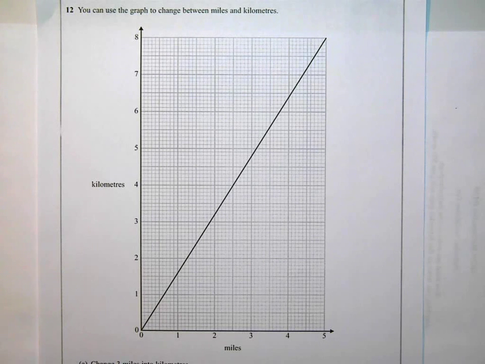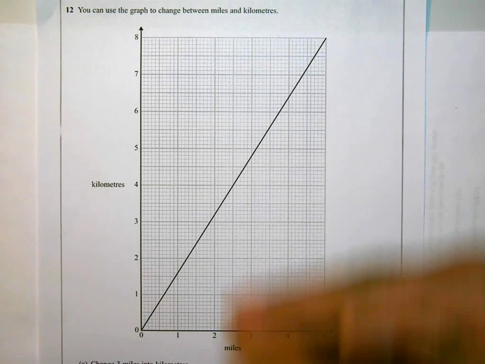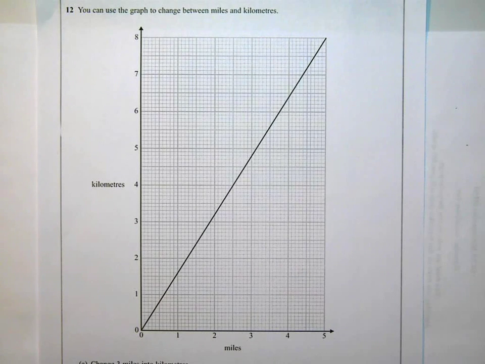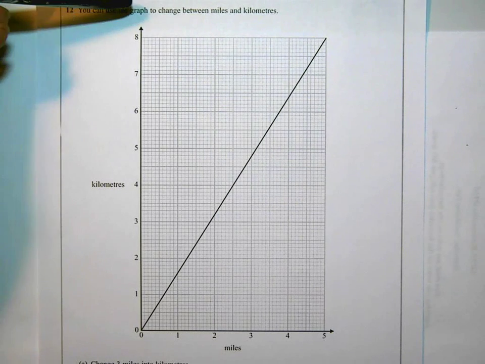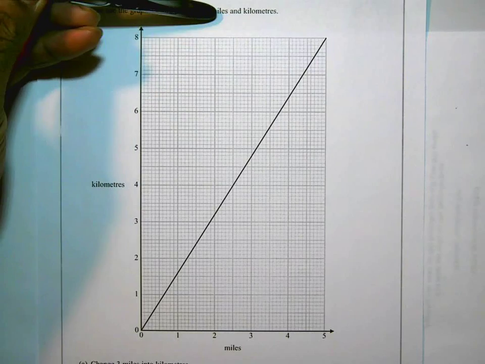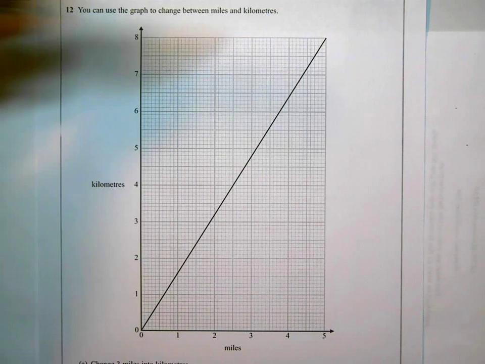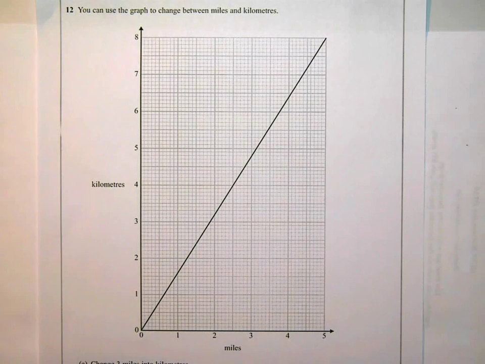Okay, this is question 12 on the calculator paper, the foundation calculator paper. This question takes up almost a whole page, and there's a graph on the question which occupies a large amount of space. If we read the question, you can use the graph to change between miles and kilometers.